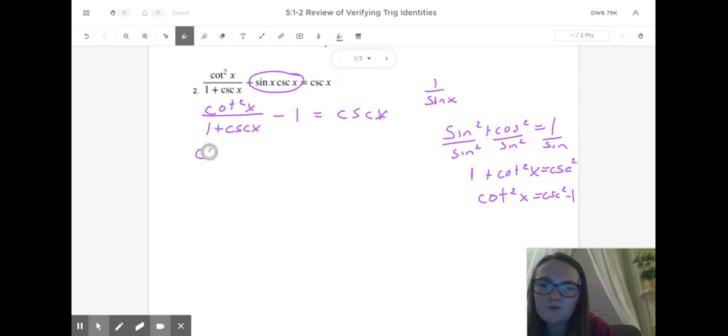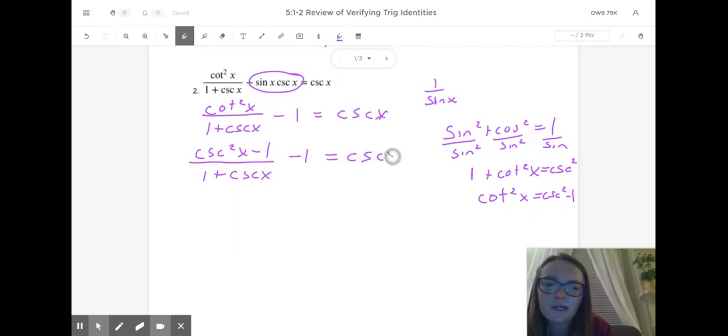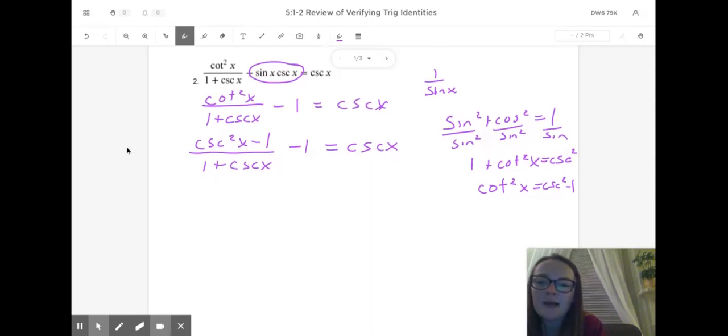I'm going to replace it. So I get cosecant squared x minus 1 all over 1 plus cosecant x minus 1. Does it equal cosecant x? So hopefully you remember this. We did this one in class a little bit ago. I have a 1 plus cosecant in the bottom, and I have a cosecant squared x minus 1 in the top. They look super similar, so I'm going to find a way to reduce, or by using factoring, I can write it as the product of two things.